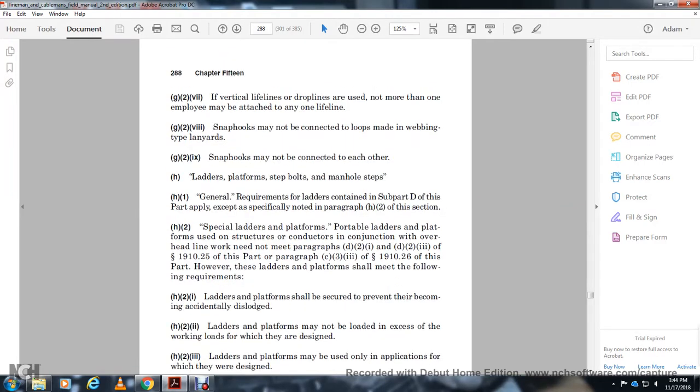If the vertical lifelines or lanyards are used by no more than one employee, they may be attached to one lifeline. The snap hooks may not be connected to loops of webbing of the type of lanyards. Snap hooks may not be connected to each other.